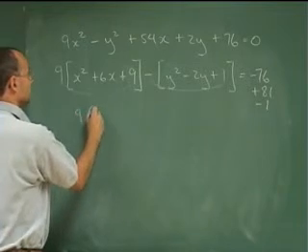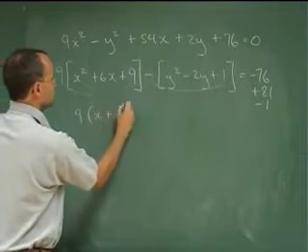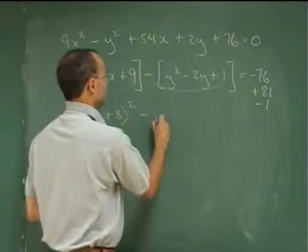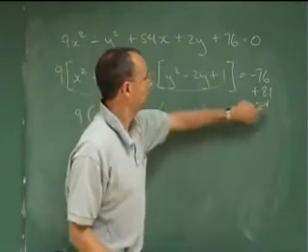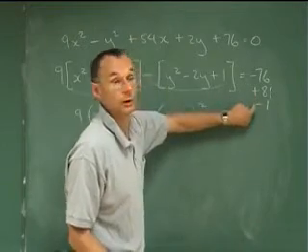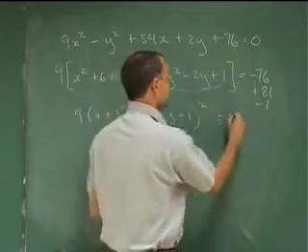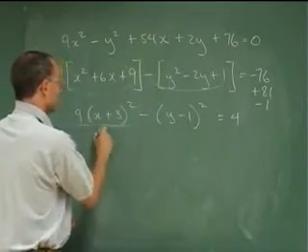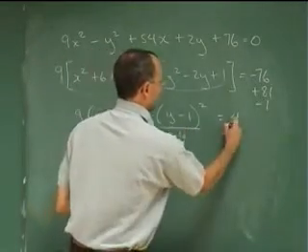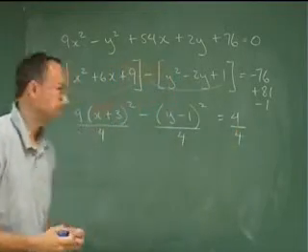We got 9, then we got x plus 3 squared minus y minus 1 squared equals, and what do we have here? 81 take away 1, so that's 80. Take away 76 is 4. And we want to divide everything now by 4 so that we have a 1 on the right.